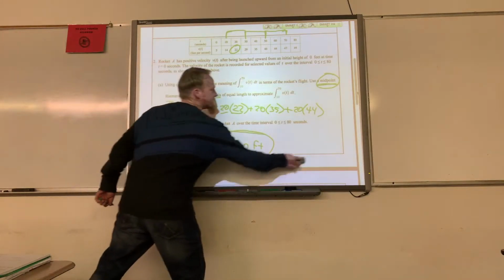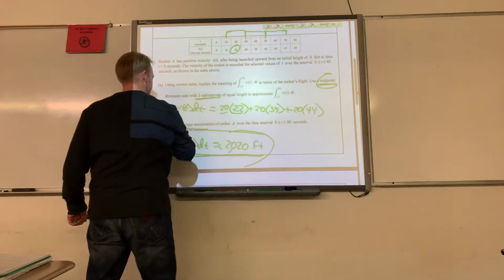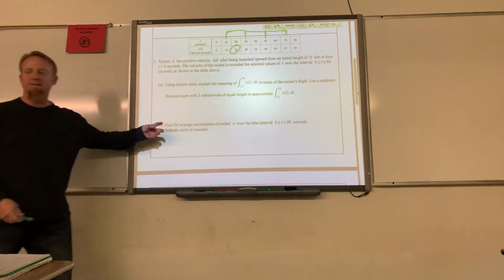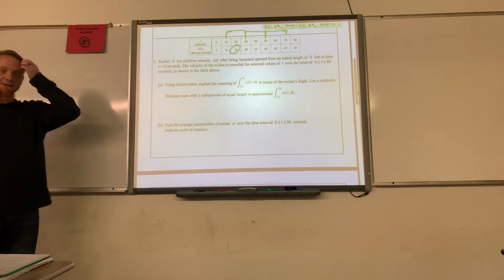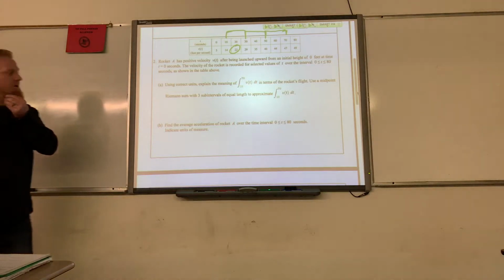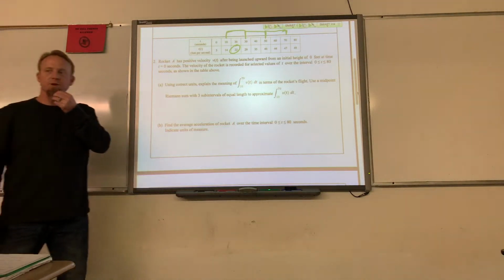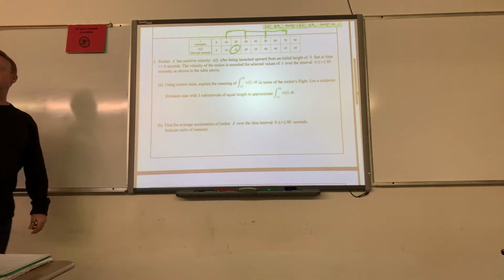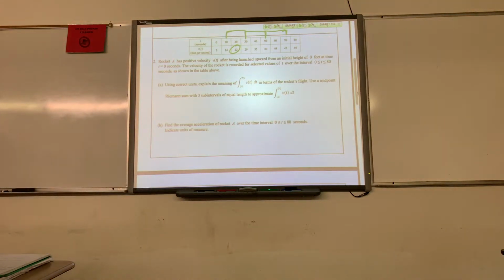Part B, we're going to have to dig into some of our prior knowledge. Find the average acceleration of rocket A over the time interval from 0 to 80 seconds. Indicate units of measure. All right, let me see if somebody else can get it, and then we'll come to you, Brian. Is it the same as in the previous chapter?